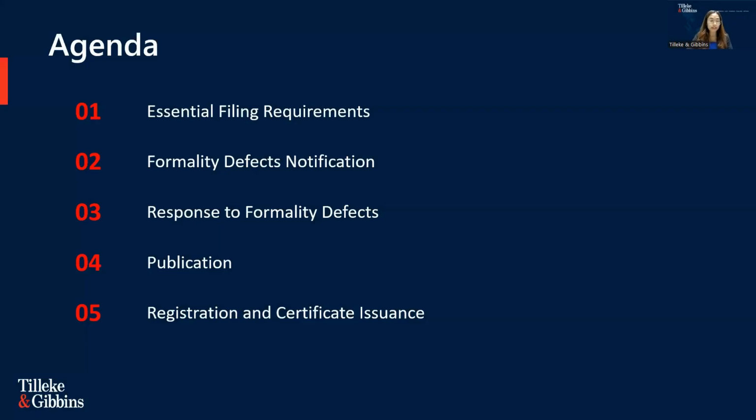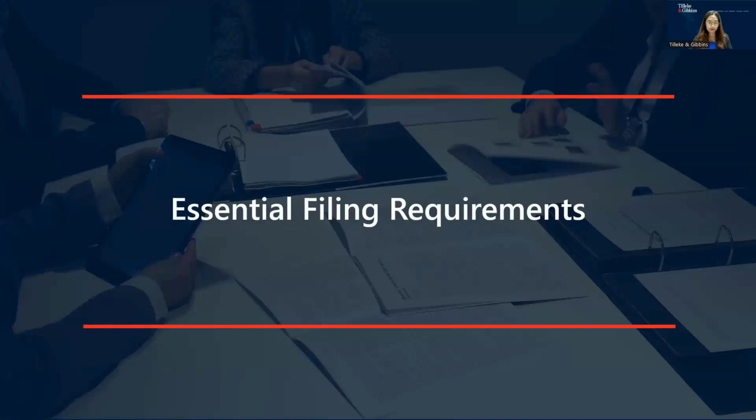This is our agenda, and we will cover 5 areas. The first one is essential filing requirements. The second one is formality defect notification, which is issued by the Intellectual Property Department of Myanmar. And the third one is response to formality defect. And the fourth one is publication, which is also issued by the IPD. And the final one is registration and certificate issuance. We will now move to essential filing requirement.